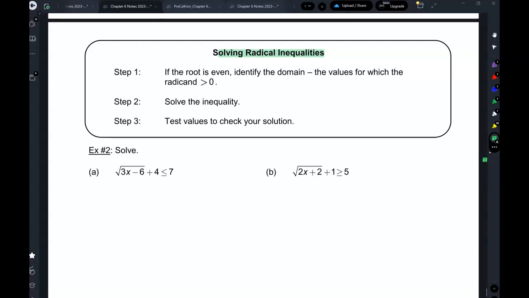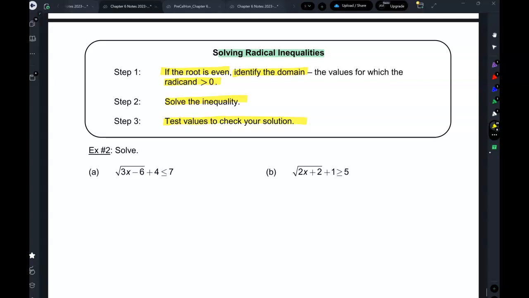Remember, going back to even roots have restricted domains, right? So, if you have an even root, you have to first identify the domain. How do you identify the domain? You have to say when the radicand is greater than or equal to 0, okay? After that, you solve the inequality, and then you want to test values to check your solution. So there is an added step here, okay?